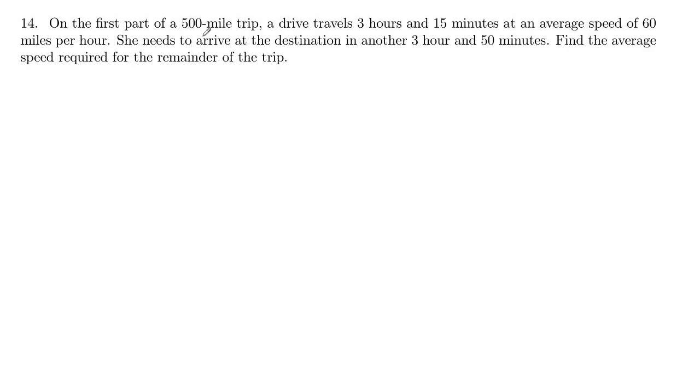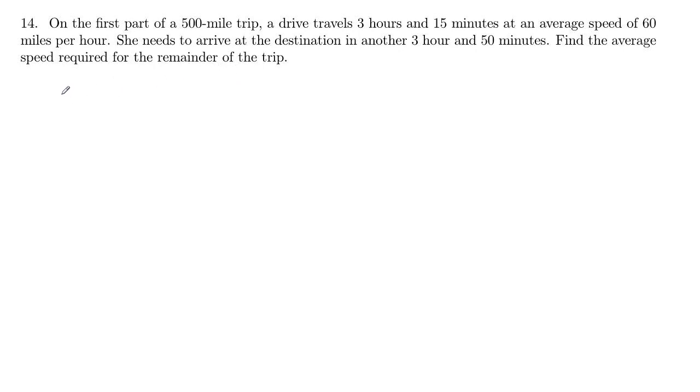Problem 14 here, we are going on a 500-mile trip. In the first part of that trip, the driver travels 3 hours and 15 minutes at an average speed of 60 miles per hour. And then she needs to arrive at the destination in another 3 hours and 50 minutes. Find the average speed for the remainder of the trip.